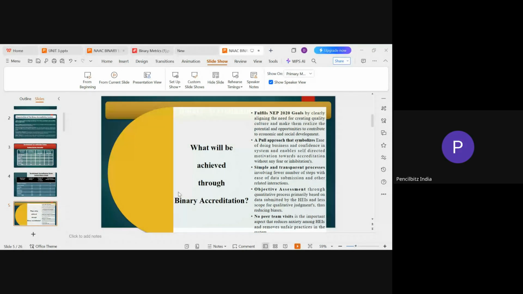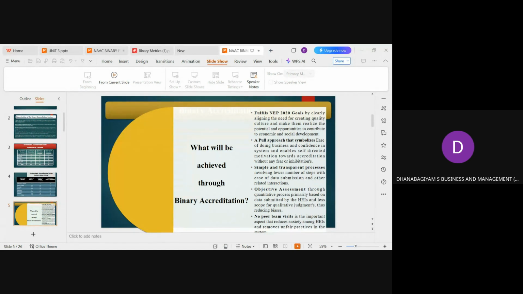So I think I can mute my video, so hopefully I will have a stable network connection. Okay. So I was talking about how the process is carried out and how it fulfills the new educational policy. It is a kind of pull approach, a simple, transparent process, and more objective assessment through a quantitative process, primarily based on the data submitted by higher educational institutions, with less scope for qualitative judgments.